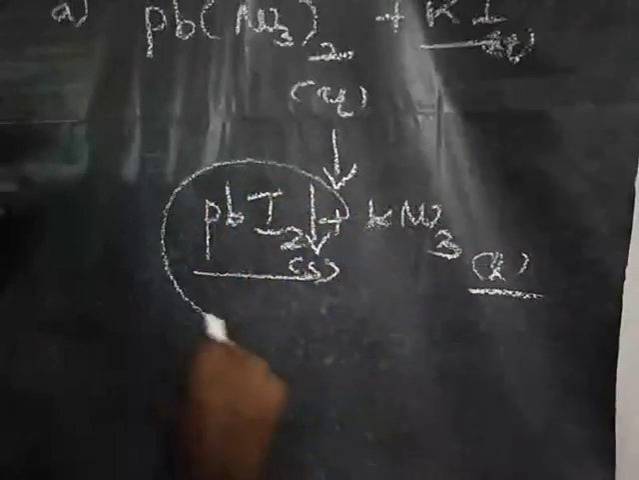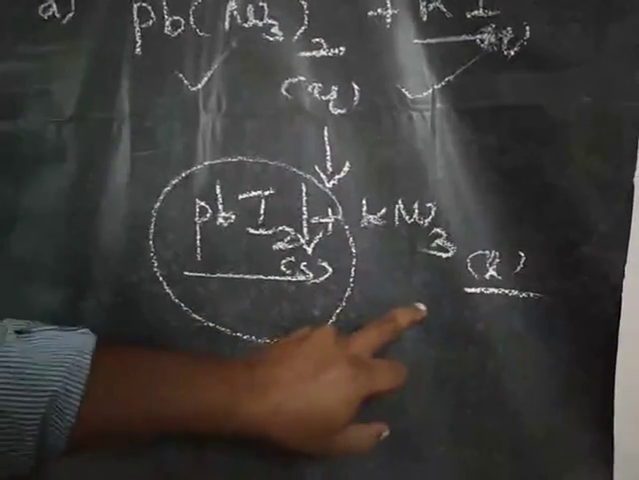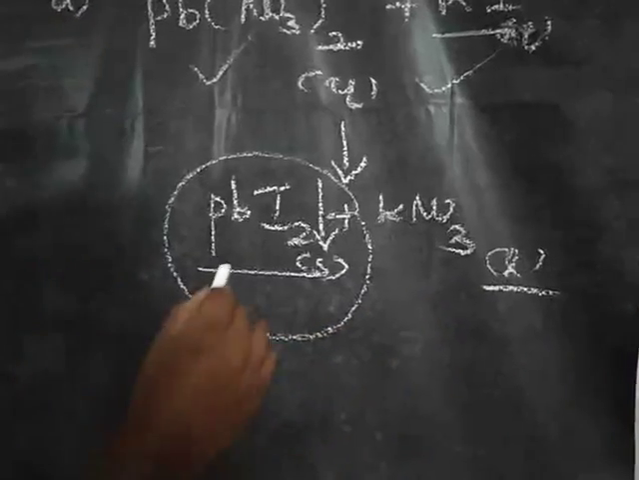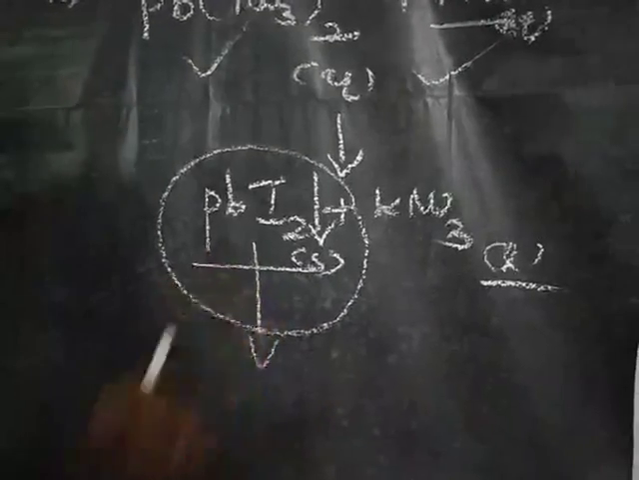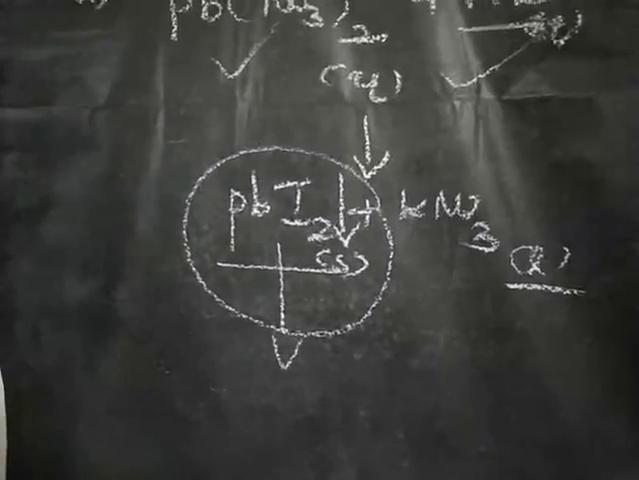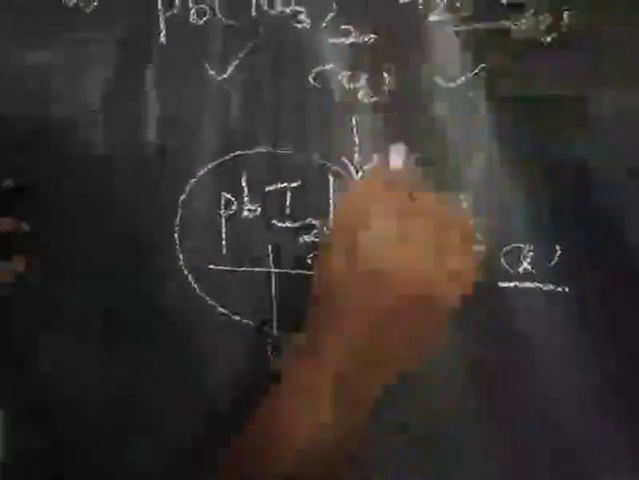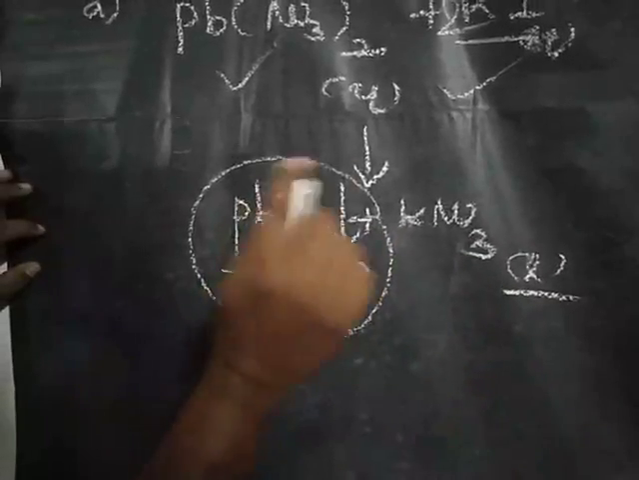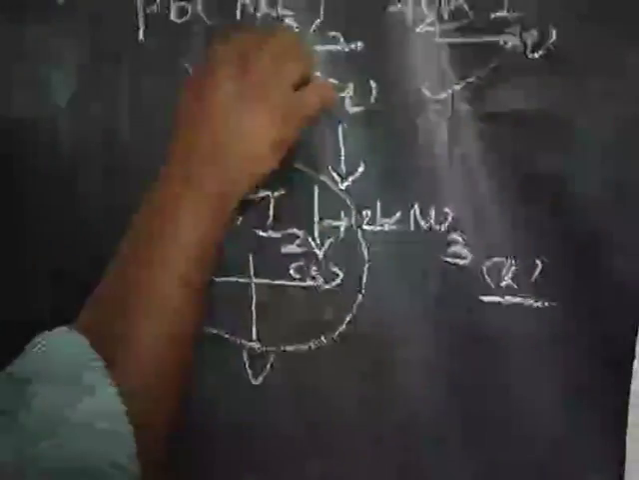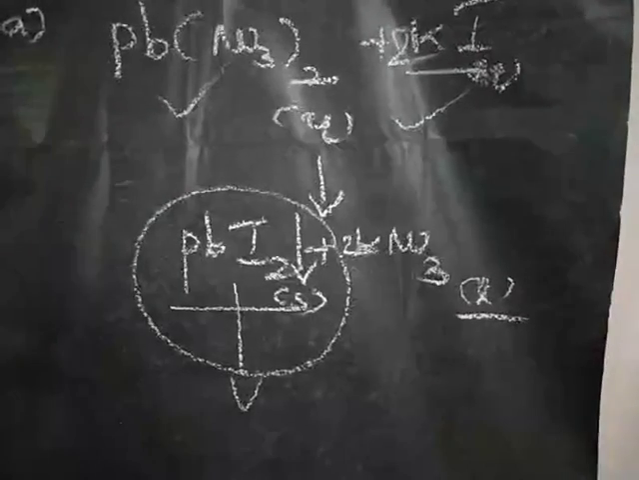After mixing these two aqueous solutions, we get two products. One is the insoluble product, lead iodide. The other is the soluble product, KNO3. Here 2K, 2I, and 2NO3. In this way we have to balance this equation.